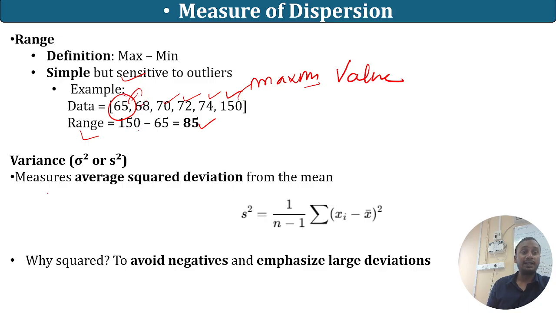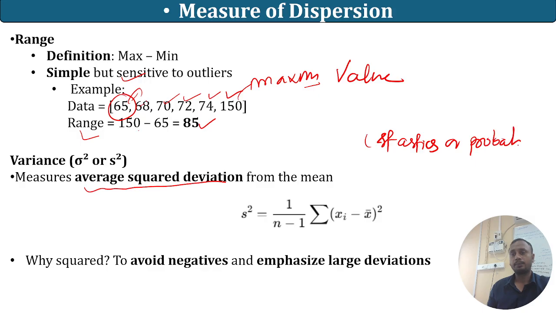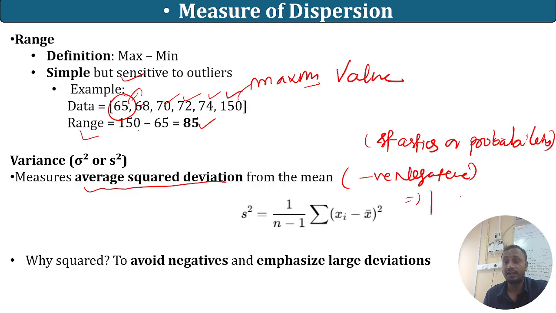Then after that, the variance measures the average squared deviation from the mean. Again the question will come: why should we take the average squared and all? That we'll see once we start with statistics or probability. The first reason is that we don't want to be in the negative. Someone might say we can take the mode, but it's better to be on the safer side. We can take the squares. We'll see that in detail in the coming lectures.